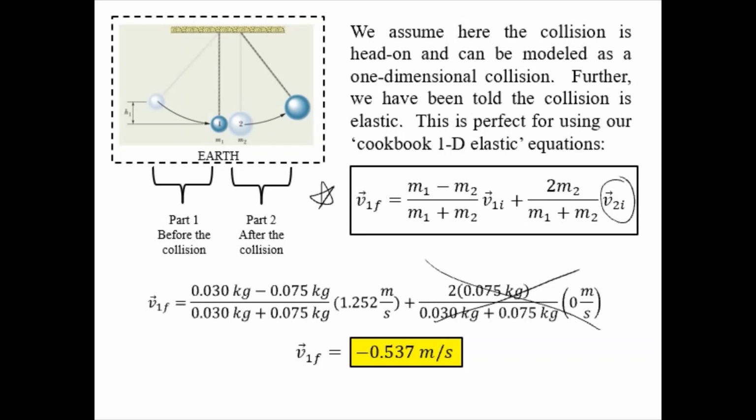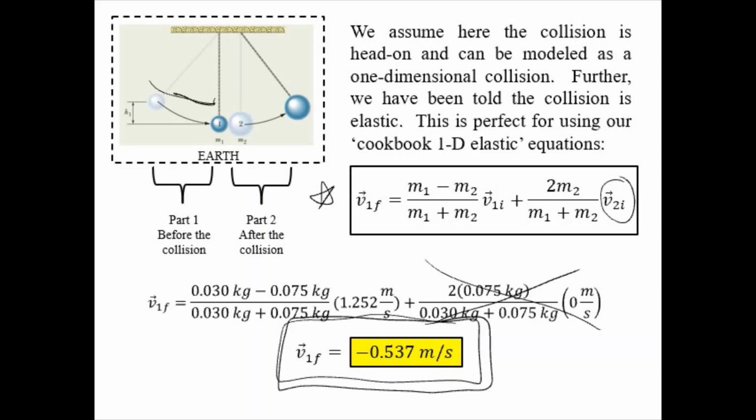We crank through the calculation and we find that the final velocity of ball 1 after the collision is actually negative 0.537 meters per second. So ball number 1 comes down and it bounces back and pushes ball 2 to the right.